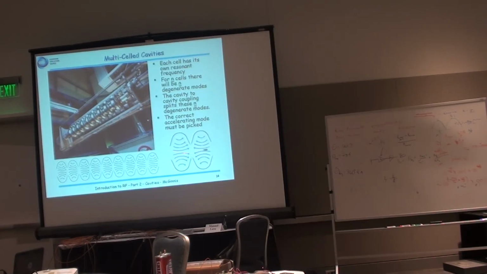The pi mode means that these guys are in opposite phase to each other, and by the time it comes over, the phase switches and you get the right accelerating voltage. So only one mode actually works for these cavities. This is what's called the pi mode. You don't have to design it for the pi mode, but people typically design multi-cell cavities for the pi mode. So let me just go back, because this will be dangerous.